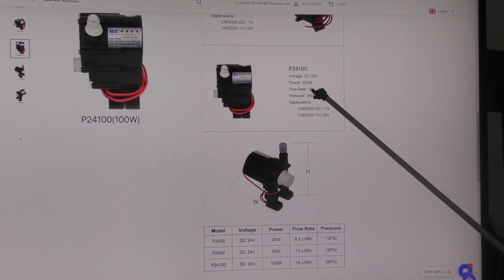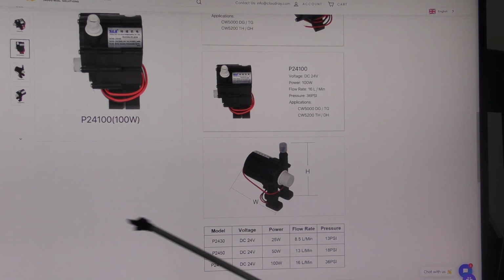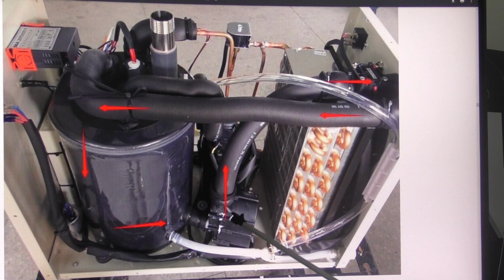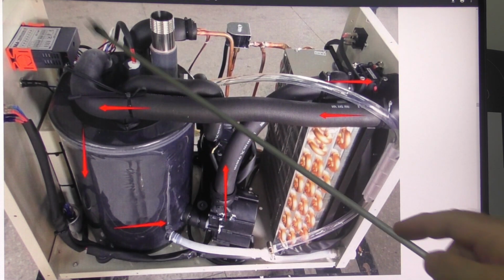16 litres a minute capability out of the pump, but let's just assume that we can only deliver 5 litres a minute with that 36 psi. So let's assume that we are getting 5 litres a minute flow through the tube. Let's have a look at the inside of a CW5000 and see what that looks like. Well, here we've got that 15 litre a minute pump. So it's sending 5 litres a minute out through the flow switch here, and then it's returning that 5 litres here.